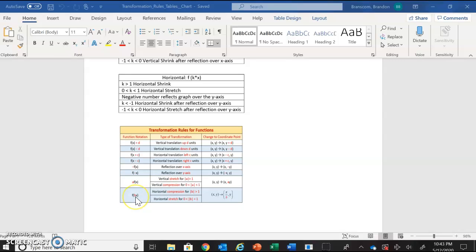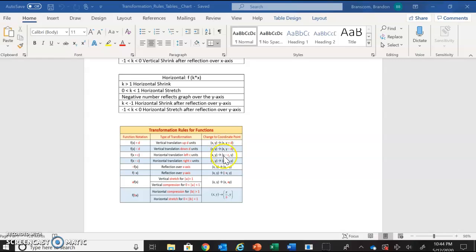If you're multiplying inside the parentheses with your k value or b value, whatever letter you're using, it's a horizontal shrink or compression if its absolute value is greater than 1, and it's a stretch if the absolute value is between 0 and 1. So this is difficult to understand, but just take down all the information you can, use your notes the best you can to try to get through this and answer the questions. It's difficult to sort of memorize right at first, but eventually you'll get it.